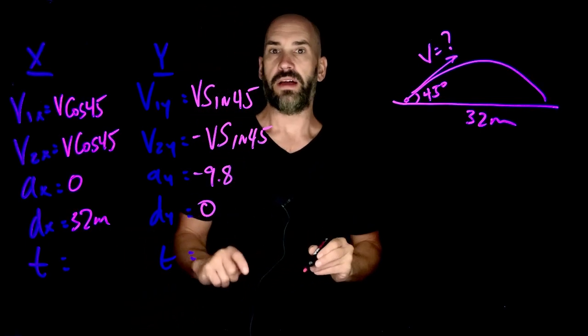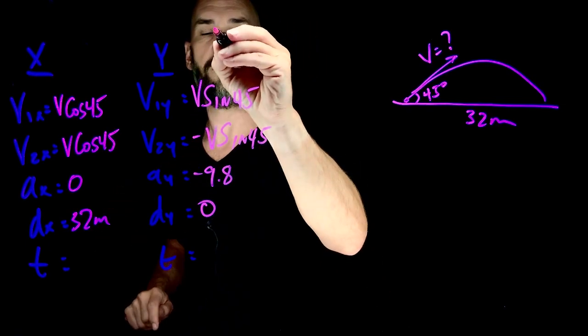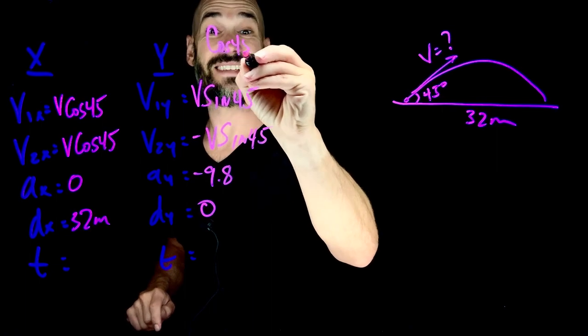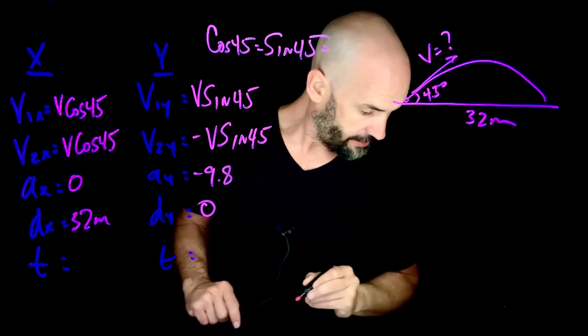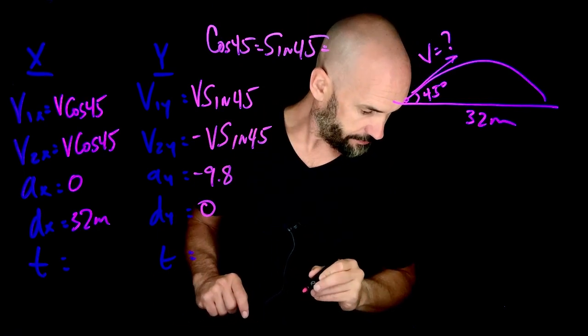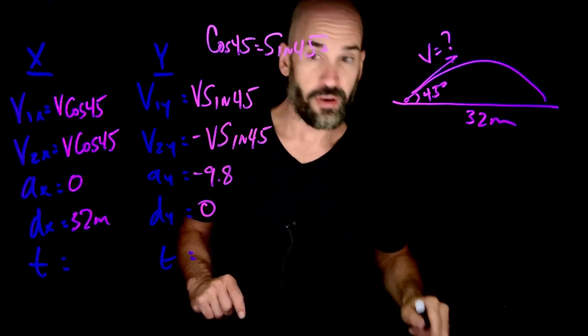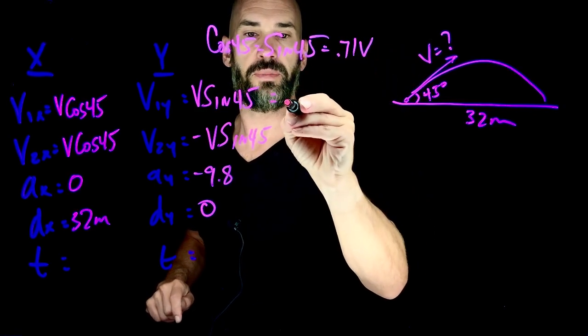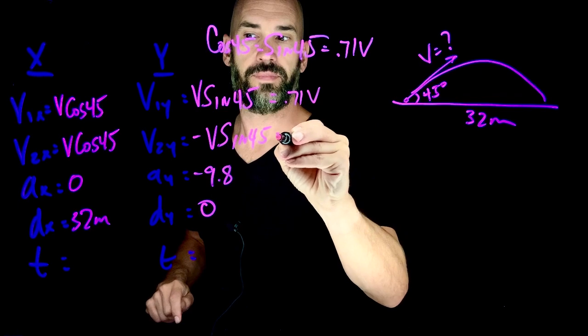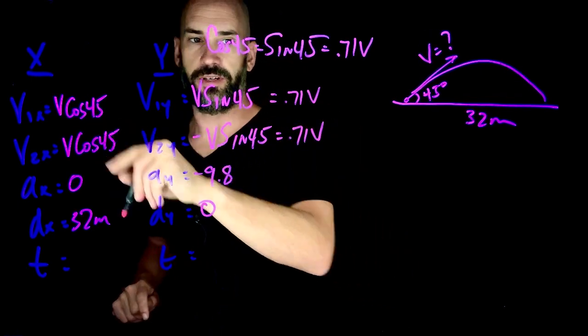Okay, I should point out cosine of 45 is the same as sine of 45, which I have as 0.71. So these are all just going to be 0.71 v. Same for over here. Okay.